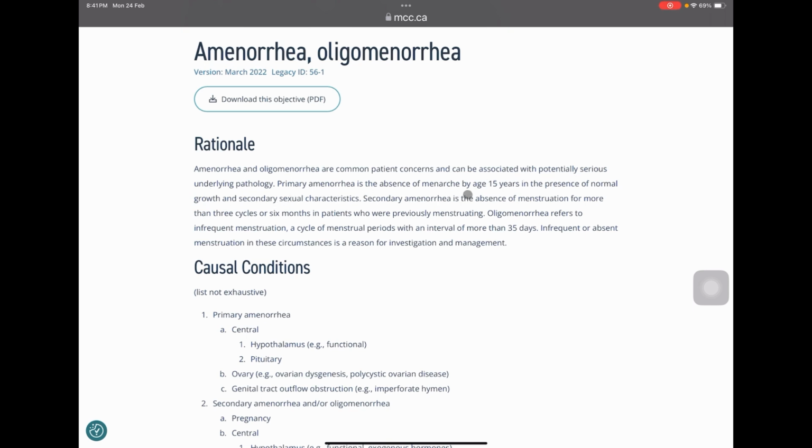Primary amenorrhea is the absence of menarche by age 15 in the presence of normal growth and secondary sexual characteristics. Secondary amenorrhea is the absence of menstruation for more than 3 to 6 months. Oligomenorrhea refers to infrequent menstruation, a cycle with an interval of more than 35 days. In these circumstances there is a reason for investigation and management.